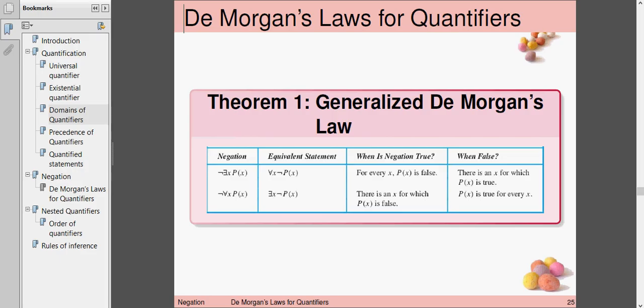So here is the negation, the equivalent statement. When is the negation true? For every x, P(x) is false. When it is false, there is an x for which P(x) is true. And here it is the same, the equivalent, because we already have the proof previously. There is an x for which P(x) is false, P(x) is true for every x.